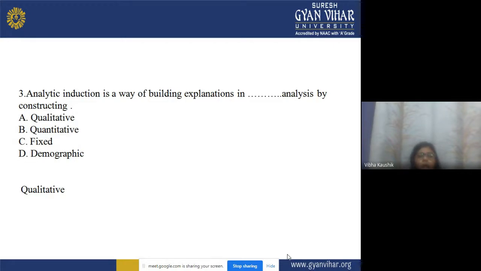Third one: analytic induction is a way of building explanations in dash analysis by constructing. Now the options are A qualitative, B quantitative, C fixed, or D demographic. So the correct answer is option A, that is qualitative.